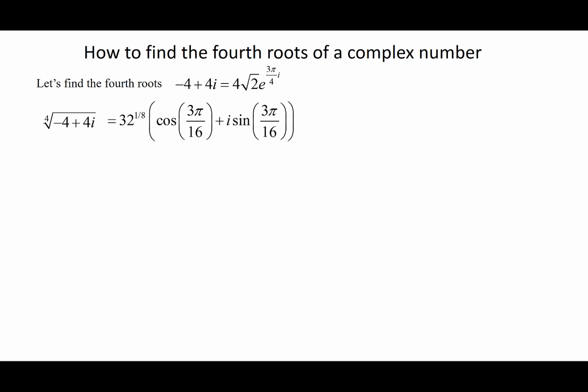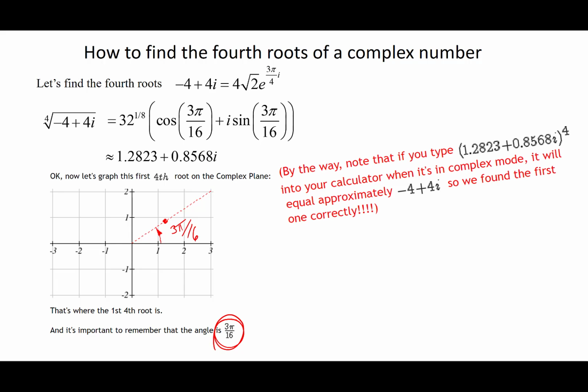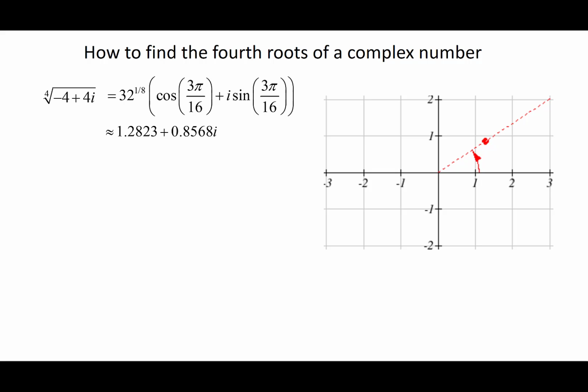Okay, so this is what we have, and if we plug that into our calculator, we get approximately that. Of course, we're thinking about how to do this visually, so let's graph it. There it is right there, and that's the first one. And it's important to remember that the angle is 3 pi 16ths, this angle right here. Also, a little side note: if you type that into your calculator and raise it to the 4th power, it's not going to be exactly -4 plus 4i because we rounded, but it's going to be approximately. And so we know that we found the first one correctly. Okay, so again, this is 3 pi 16ths.